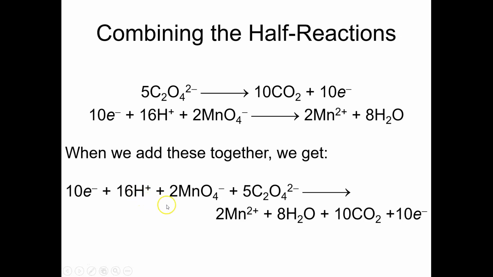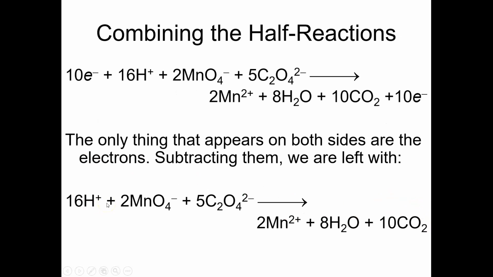10 electrons plus 16 hydrogens plus 2 permanganates plus 5 oxalates gives me 2 manganese 2+ plus 8 waters plus 10 CO2s plus 10 electrons. Now I evaluate all of this to see, is there anything that appears on both sides? Well, in this case, it's only the electrons. And so I can cancel them out, subtract 10 electrons from both sides, and I'm left with my balanced equation.